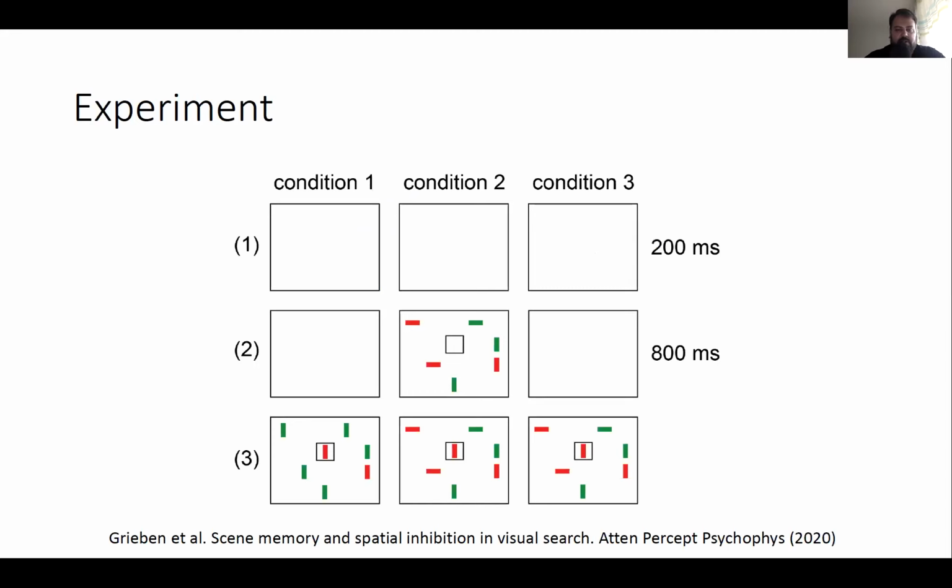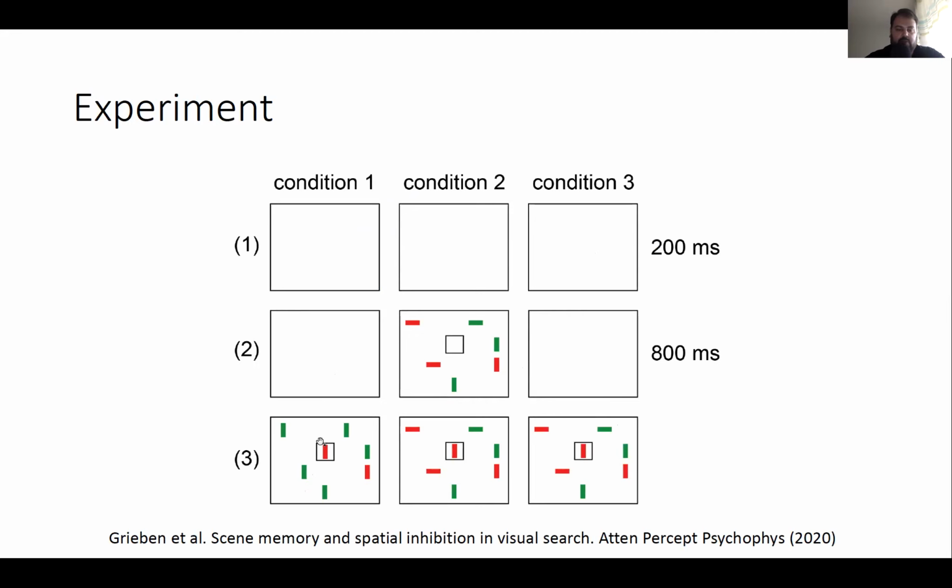So the first experiment we did had 3 conditions. The first condition was the baseline condition, so it was a simple feature search. The second condition was the preview condition. So we had a conjunctive search with a preview of the scene for 800 milliseconds. And the third condition was the classical conjunctive search without preview.